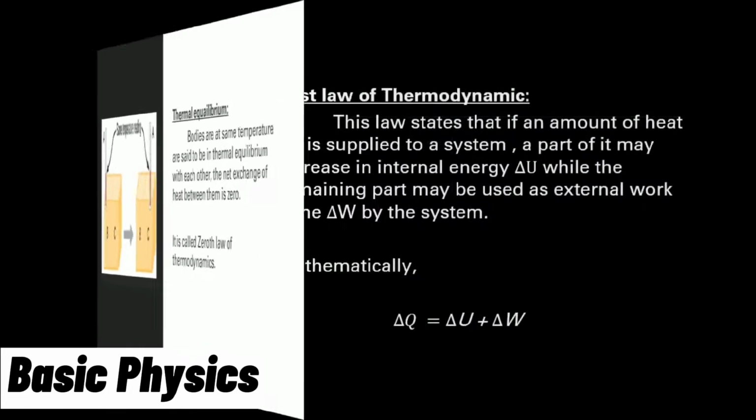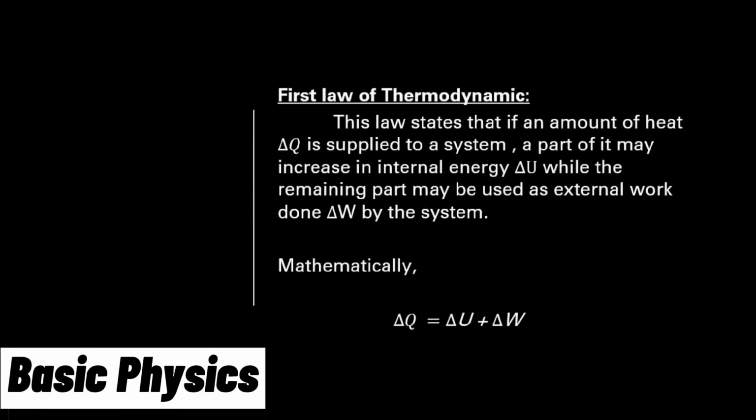First law of thermodynamics. This law states that if an amount of heat delta Q is supplied to a system, a part of it may increase the internal energy delta U, while the remaining part may be used as external work done, delta W, by the system. Mathematically, delta Q is equal to delta U plus delta W.